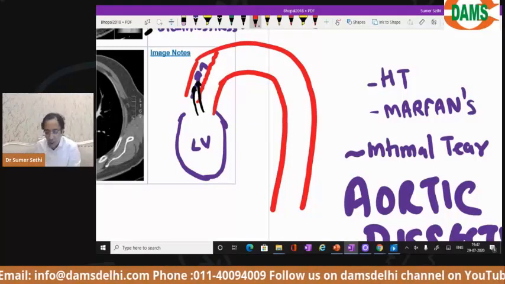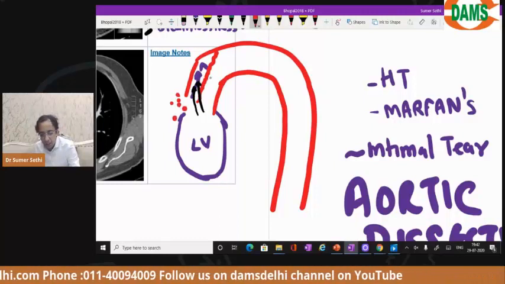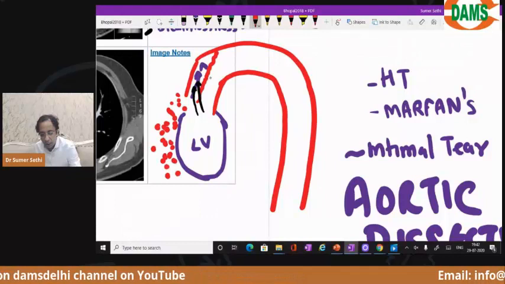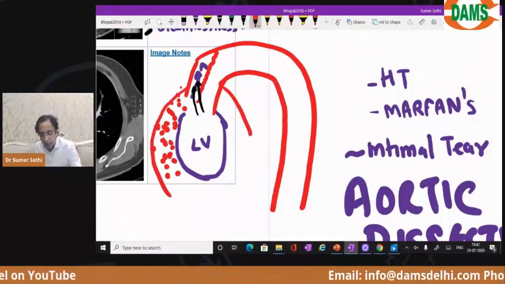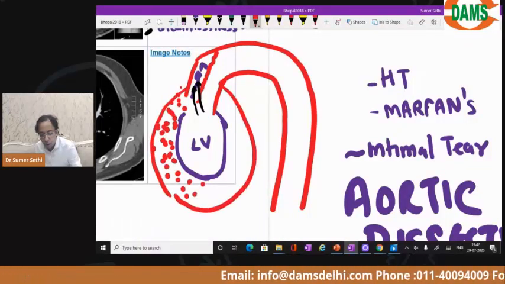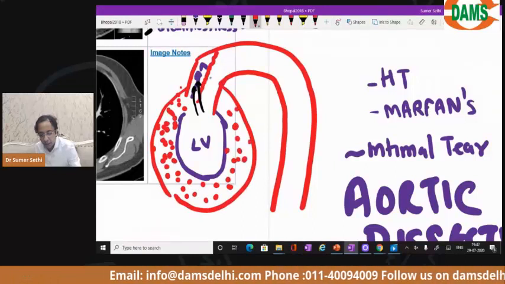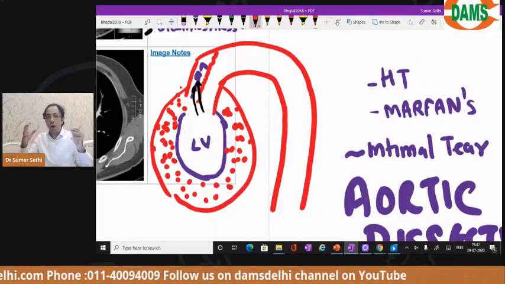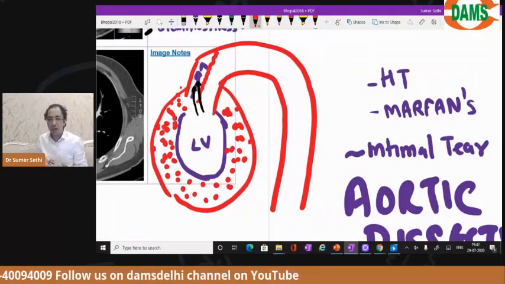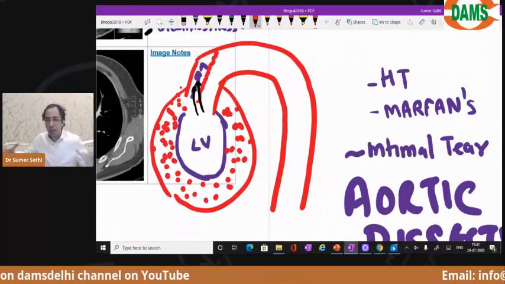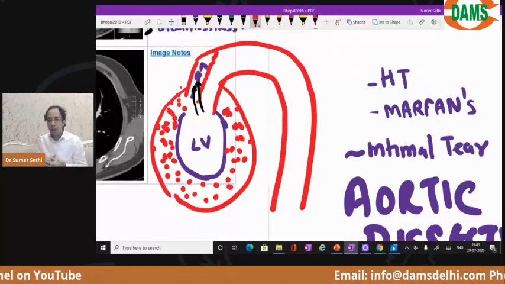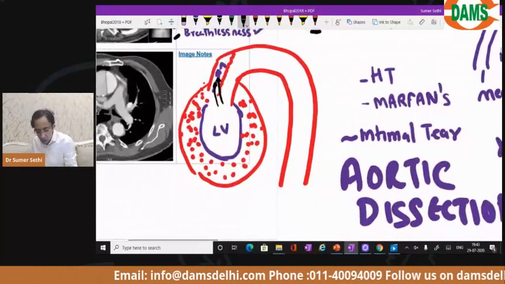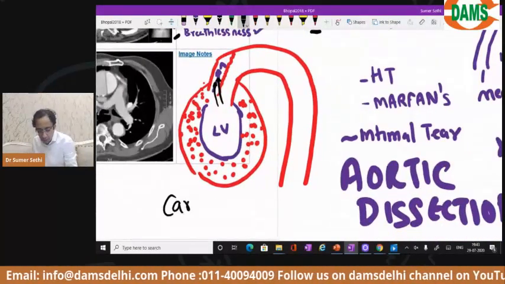If the adventitia also ruptures, the blood will collect in the pericardium. Because you know that the parietal pericardium is fused to the aortic root, the blood will go into the pericardium rapidly. So this rapid accumulation of the blood in the pericardium will not allow the left ventricle to expand. जैसे ही pericardium में rapidly blood इकट्ठा होगा, pericardium expand ही नहीं हो पाएगा, heart expand ही नहीं हो पाएगा. What do you call it? You call it cardiac tamponade.